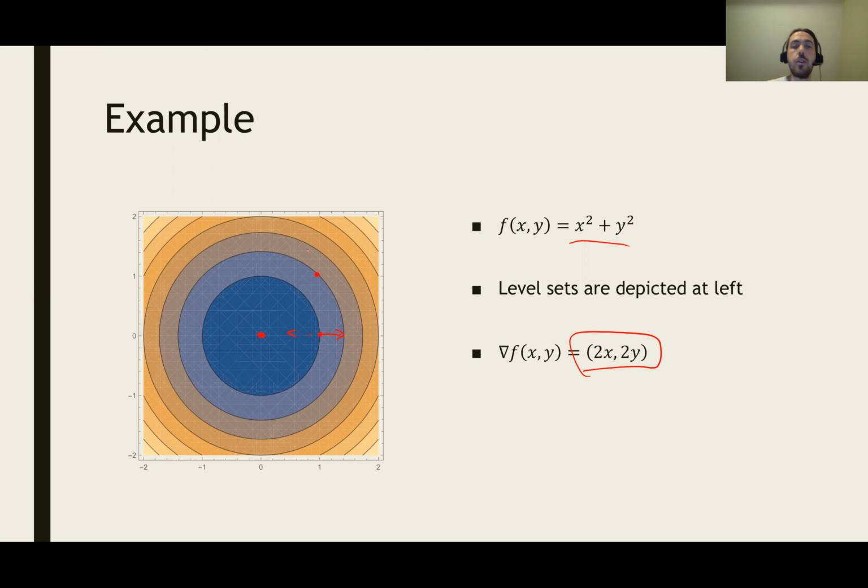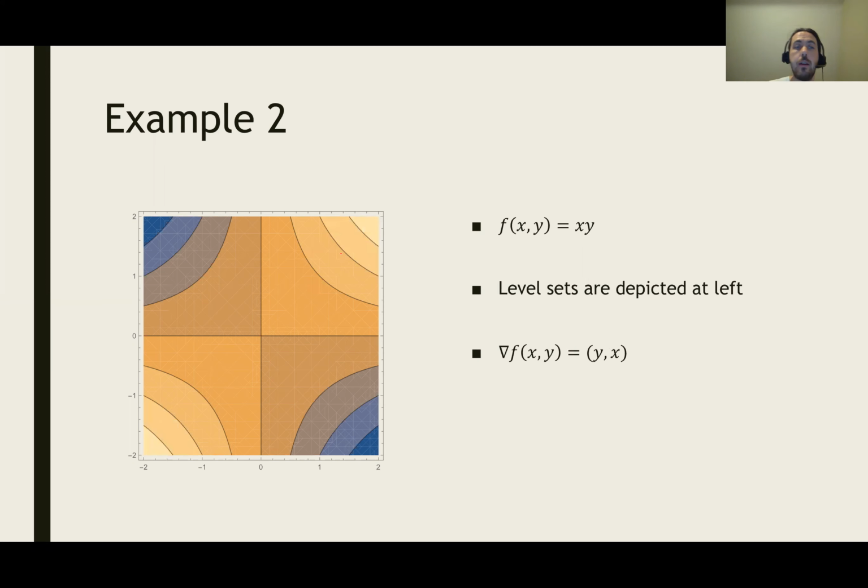Similarly, if we were to go out to the position 1, 1, which is right here, the gradient vector at that position is 2, 2. And it looks instead kind of like this. It still points perpendicularly to the level curve, and it points in the direction of fastest increase. With this function, the fastest way to get warmer is always going to be to run straight away from the origin.